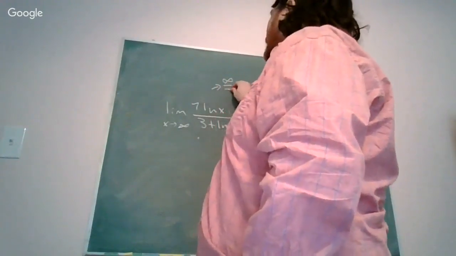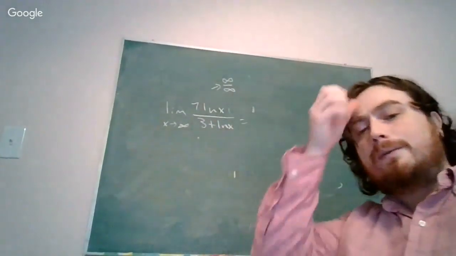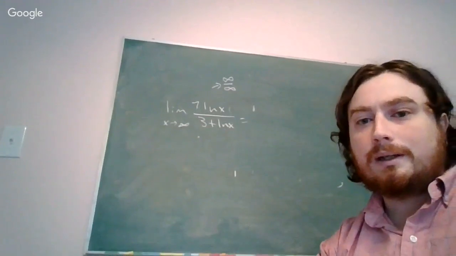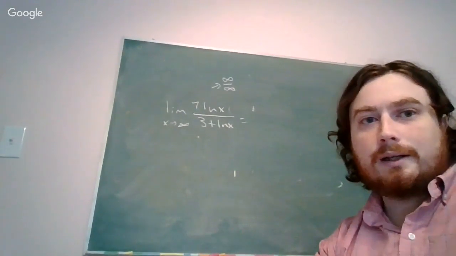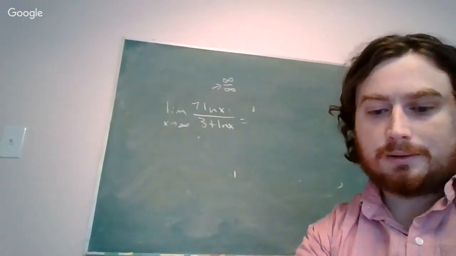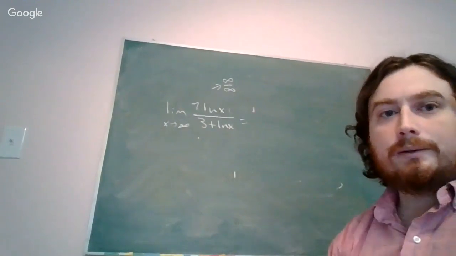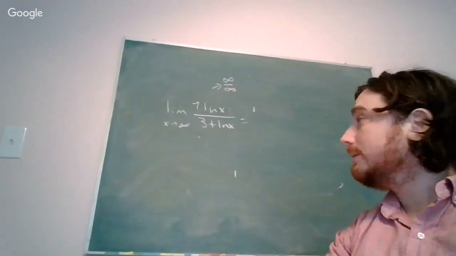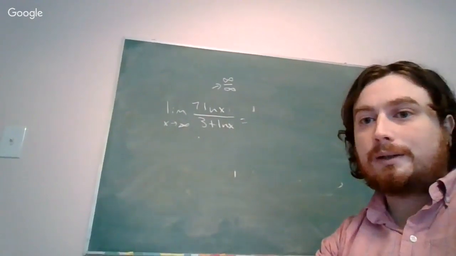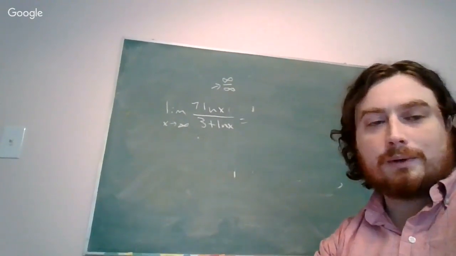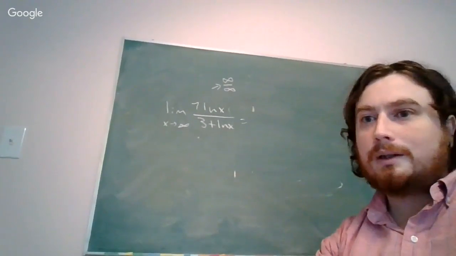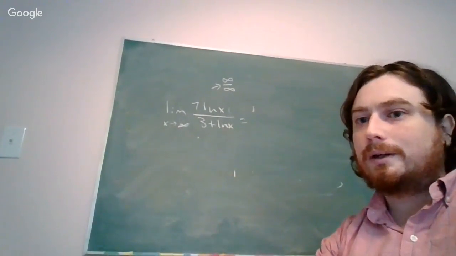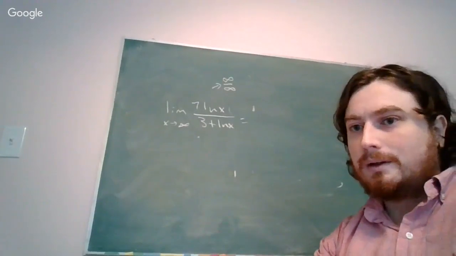So infinity over infinity. And if I have infinity over infinity, that means that I can do what? Well, that means that I can use L'Hopital's rule. In order to use L'Hopital's rule, that says to take the derivative of the top over the derivative of the bottom. And so let's go ahead and do that.